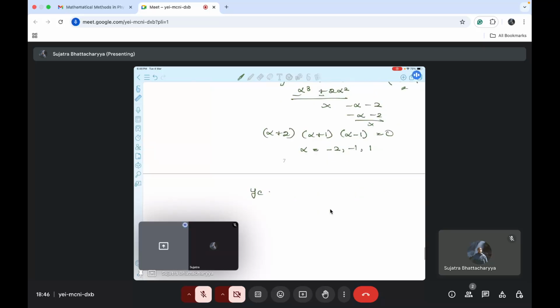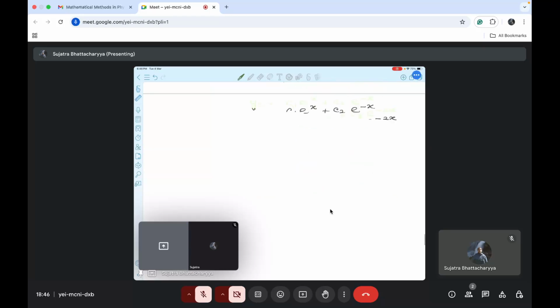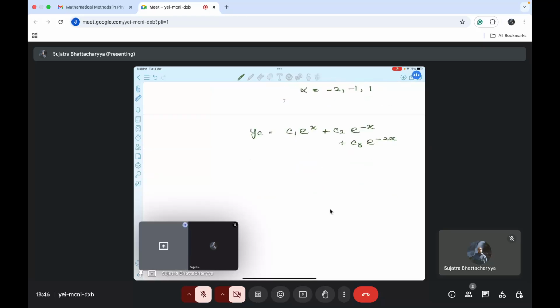Then y_c will be what? Simple: c1 e to the power x, c2 e to the power minus x, plus c3 e to the power minus 2x. That's all. This is your complementary solution. Now let's find the particular integral or particular solution.